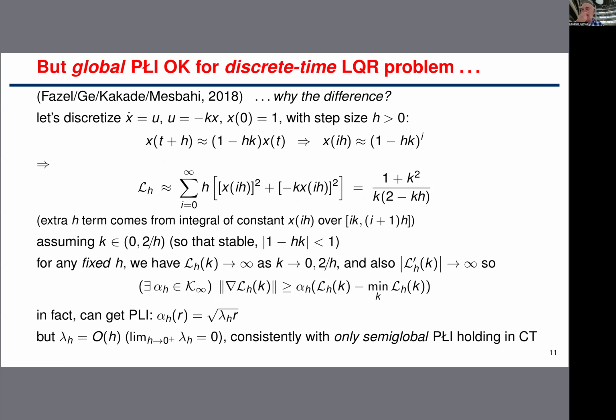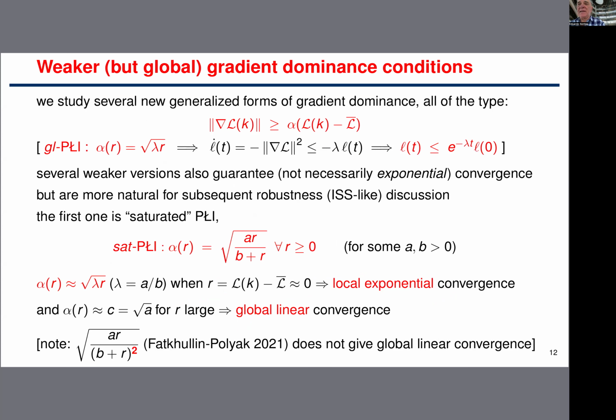So let me now talk about a little more general things. As we said, the general Polyak-Lojasiewicz inequality was something like this, with alpha being proportional to the square root of R. That gives you exponential convergence. So I'm going to talk now about a new class of functions that we defined. We did this in the work with Leilei, and he's going to talk more about these things later. Suppose that alpha is not a linear function of the square root of R, but is a function of the form square root of A over B plus R.